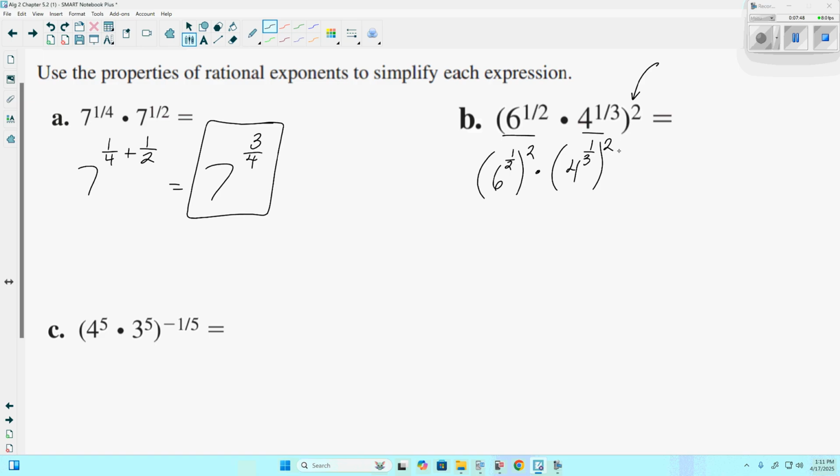Now powers of powers multiply. So we have our first one is 6 to the 1/2 times 2, and that's being multiplied by our 4 to the 1/3 times 2.